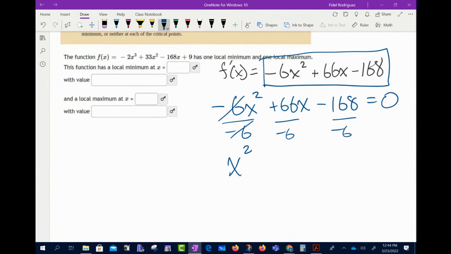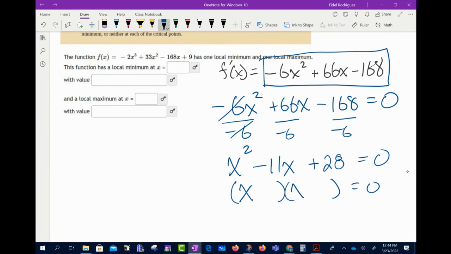So x squared, everybody agree on minus 11x? And then 168 divided by 6 should be something like 28, equals 0. Okay. Anybody know what the two factors are here, y'all? I'll give you a hint. Those are both going to be x.